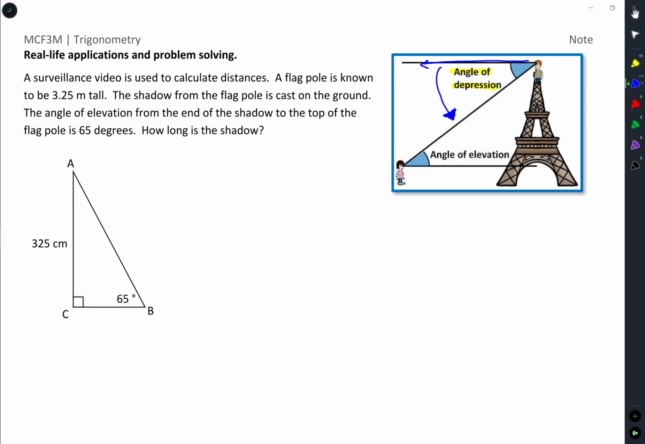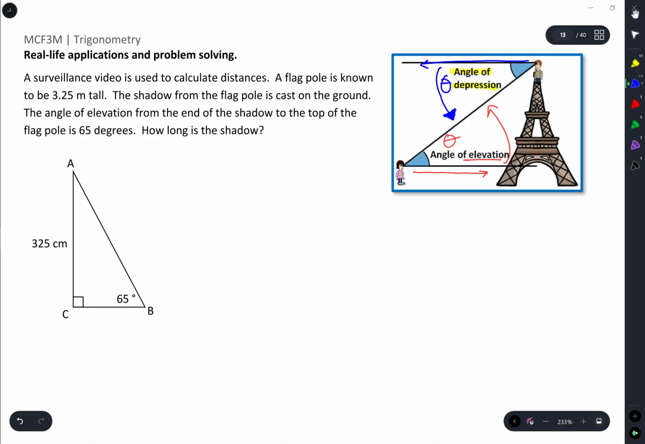The other possibility is the angle of elevation. This is where you're looking out horizontally, and then you have to look up. Because if there's a bird, it's a plane. No, it's Superman up in the sky. And you're wondering, what's that angle when you look up? So angle of elevation, looking up. Angle of depression, looking down.